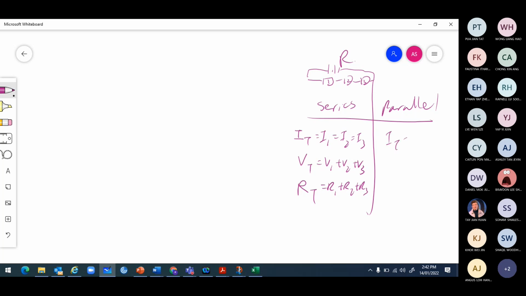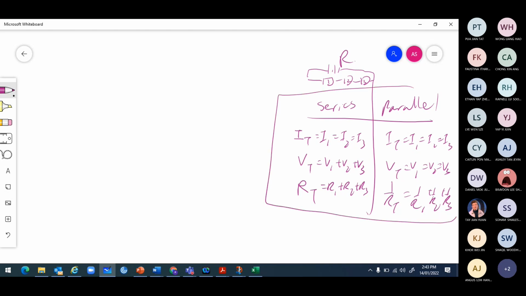Parallel will be I total is I1 plus I2 plus I3. Current is the same in parallel. V total is V1 equals V2 equals V3. Voltage is the same in parallel. And resistance is 1 over R total equals 1 over R1 plus 1 over R2 plus 1 over R3. So this is what you learned for resistance.